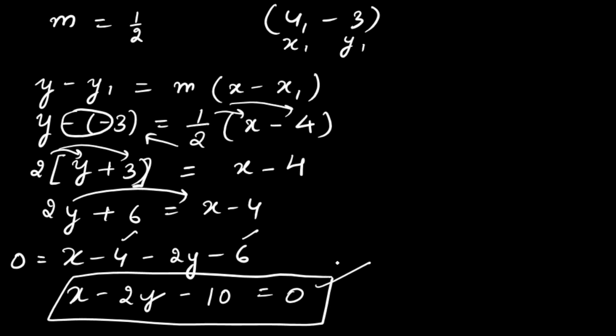I want other students also to answer so that we can compare the answers. 2y minus x plus 10. Yes, that is also correct. If we shift everything to this side, we get the equation given by Tarun. That is also correct, the same. I shifted everything from left to right and you have shifted everything to the left side. So both the forms are correct.